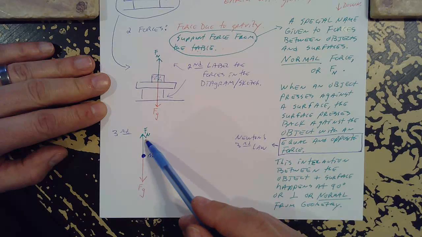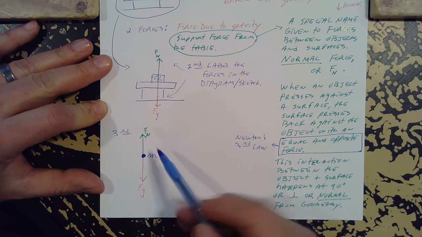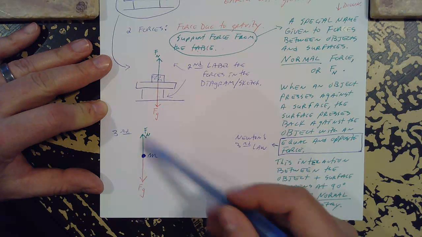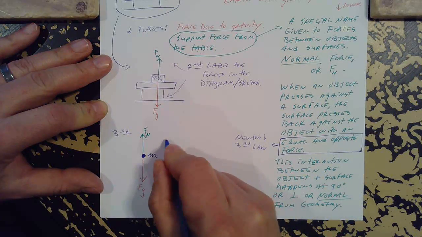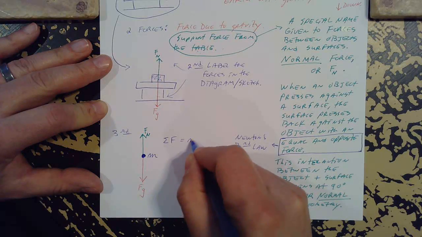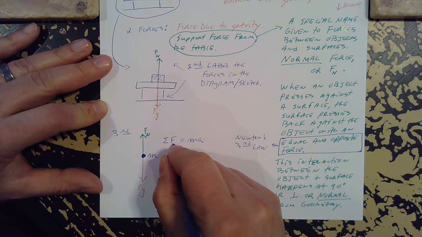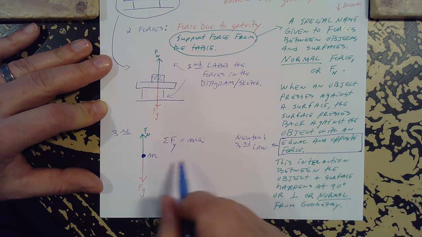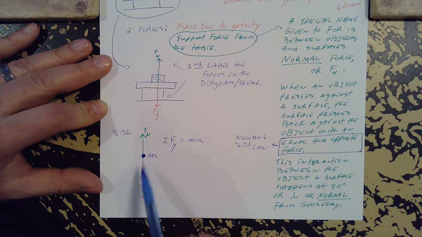Now, when we look at this force diagram or free body diagram, we can see that the only forces are acting in the vertical direction. So we need to write a term called the sum of the forces equals ma. Now, in this case, we only have forces in the y direction. Now, if we identify the forces that are acting in the y direction, we have the force normal going up and the force due to gravity going straight down. We know that those are equal and opposite.